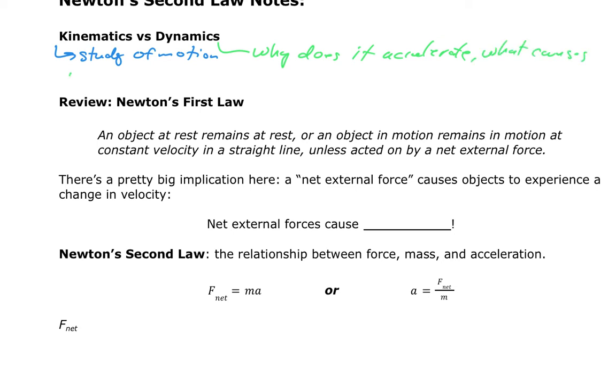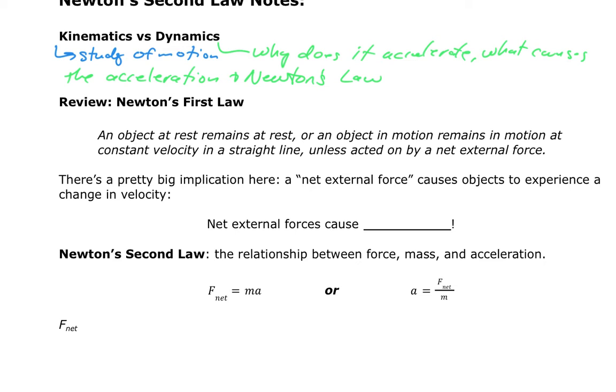And as part of this, we're going to look at Newton's three laws. We've already talked about a couple of them. We're going to talk about the second law today. So real quick, let's take a look and review Newton's first law. Newton's first law says that an object at rest remains at rest, or an object in motion remains in motion at a constant velocity in a straight line, unless acted upon by a net external force. And we've taken some time and we've defined all those terms, okay?